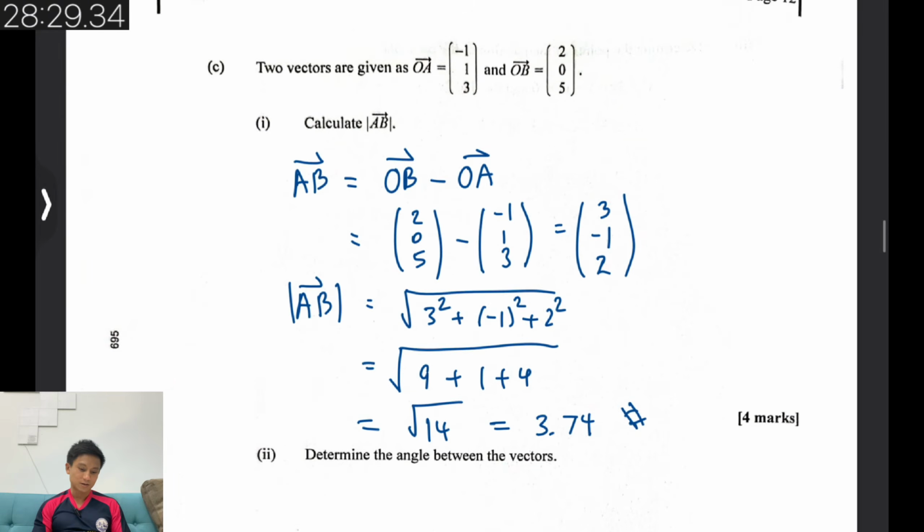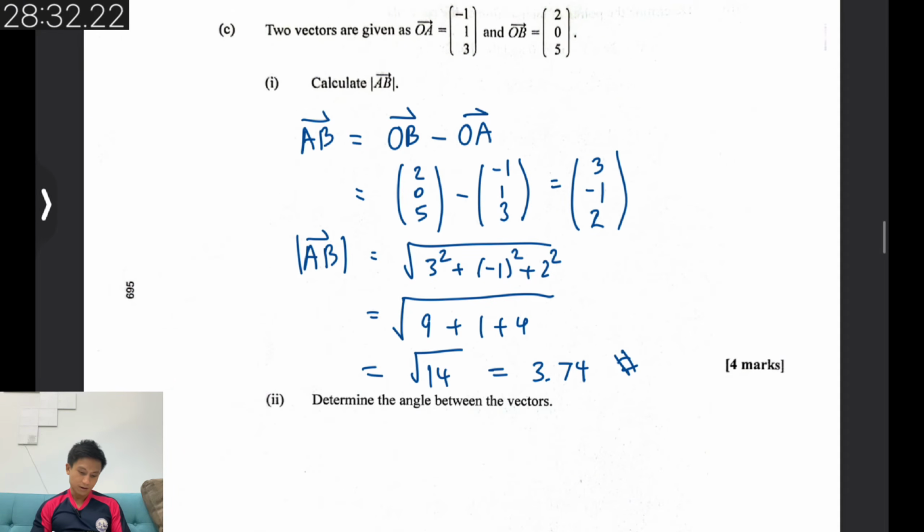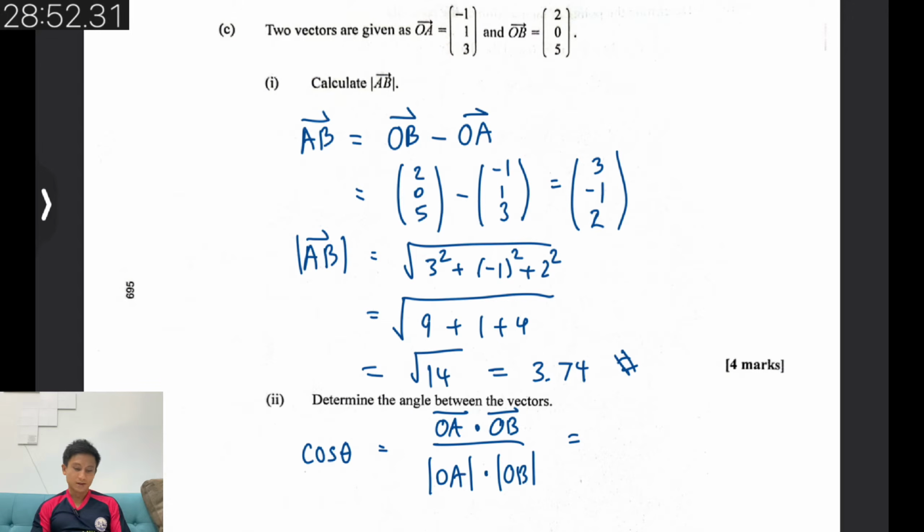Determine the angle between the vectors. All right, so we're going to use the dot product then. The vectors in this case would be these two. So cos theta is going to be OA dot OB divided by modulus OA times modulus OB, right? So OA dot OB, you multiply the components separately, each with the same component on the other vector, and add them up. So basically minus 1 times 2 is minus 2, plus 0, plus 15, divided by the magnitude.